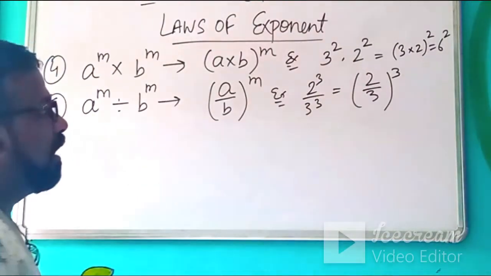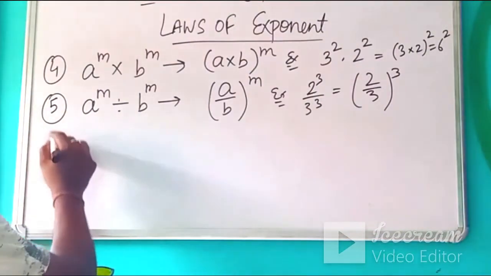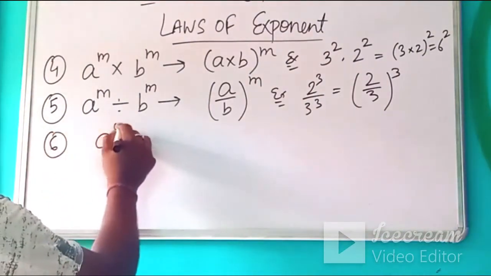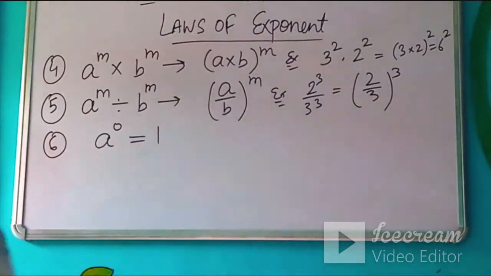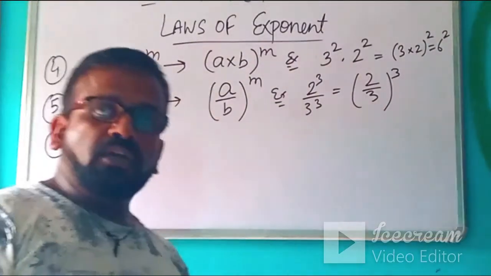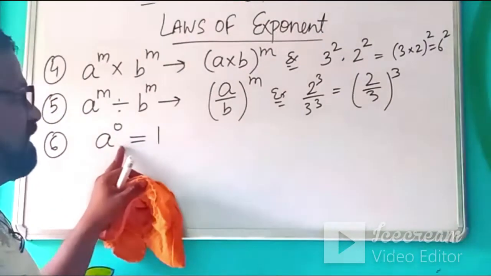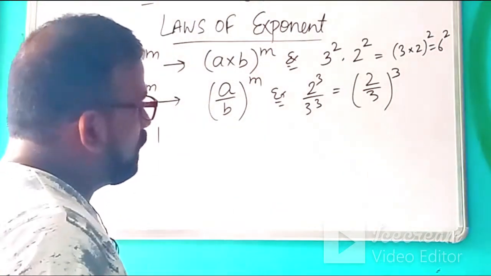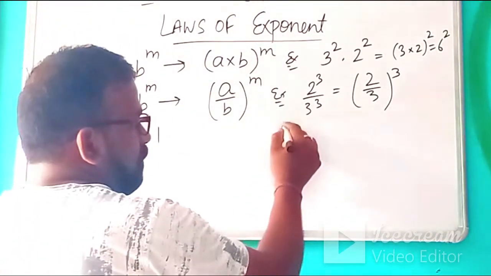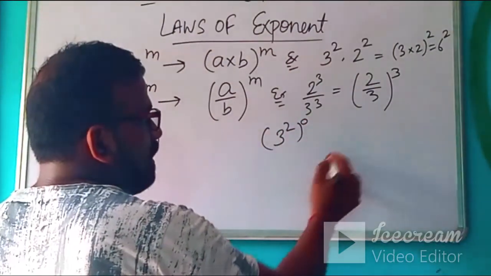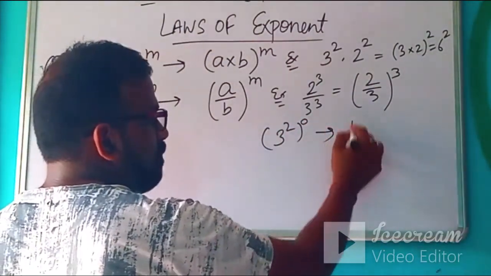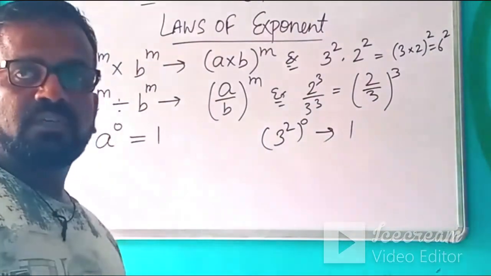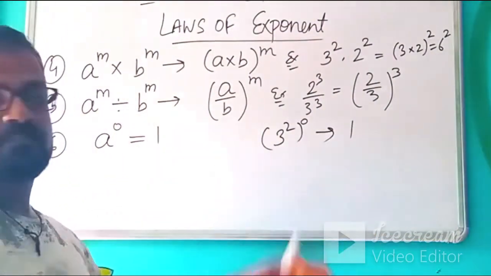Then any number, no matter what the number is and how big it is, if its power is 0, in that case your answer will always be equal to 1. Suppose I write 3 to the power 2 to the power 0, we will not solve it, we will simply write the answer as 1, because this number has the power 0.